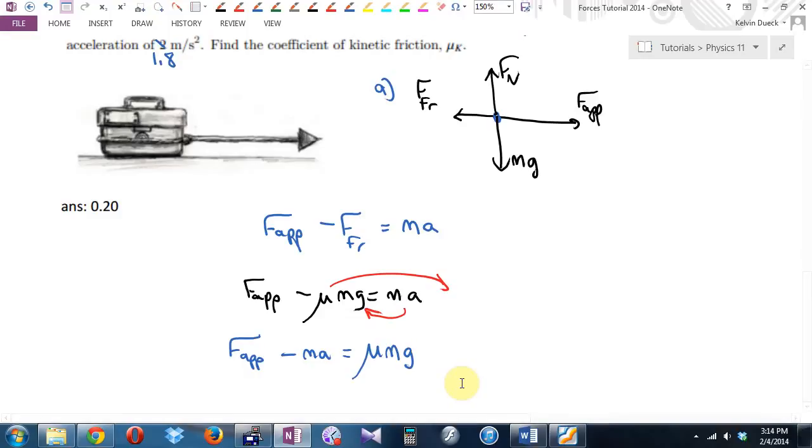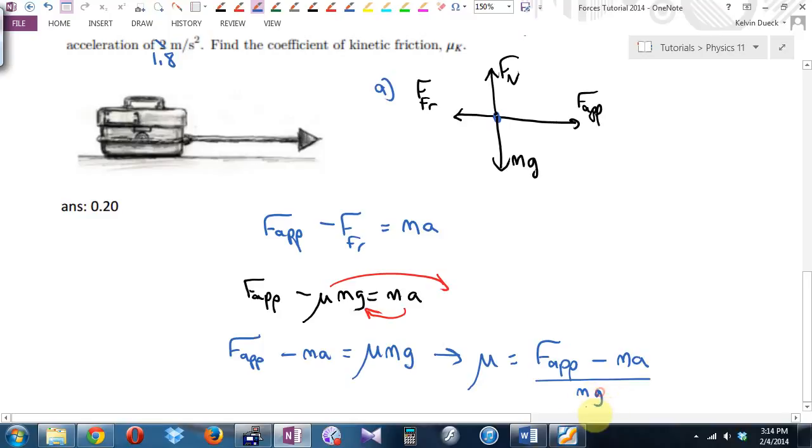In fact, how would I get the mu by itself? Divide by mg. Yeah, because otherwise sometimes I see kids divide by mu to get the mu by itself. No, you don't want it on the bottom. Worst place to find anything is on the bottom. I'm doing all my work to get it onto the top. So I can say mu is going to be the applied minus ma, divided by mg.